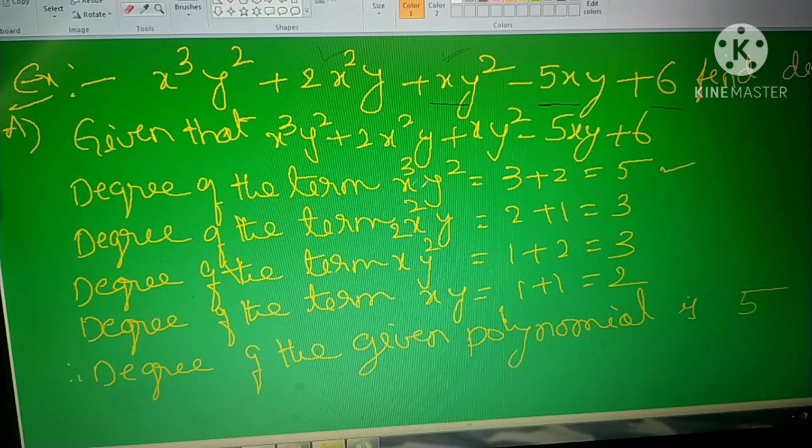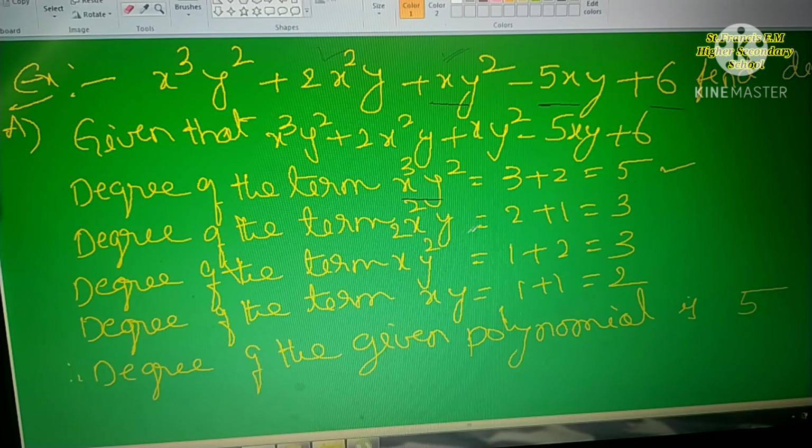First write down the given polynomial. After that, the degree of the term x cube y square. Observe these powers. To find the degree of a particular term, we have to add the powers of the variables. For the first variable x, the power is 3. So 3 plus, and the next variable's power is 2. Add these two powers, you get 5. So this is the degree of this particular term.